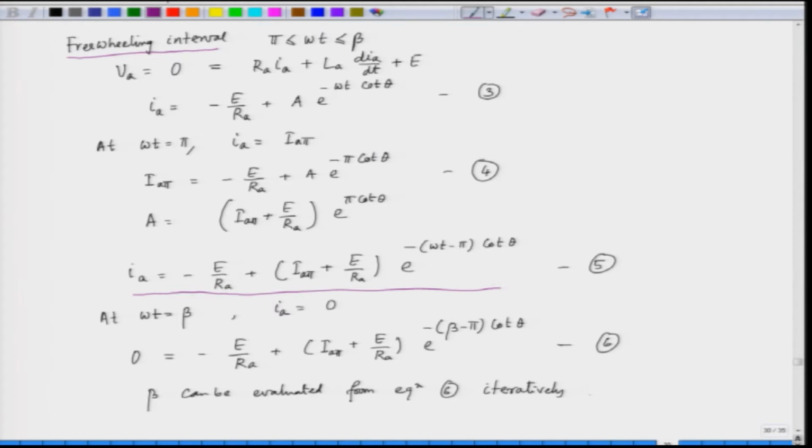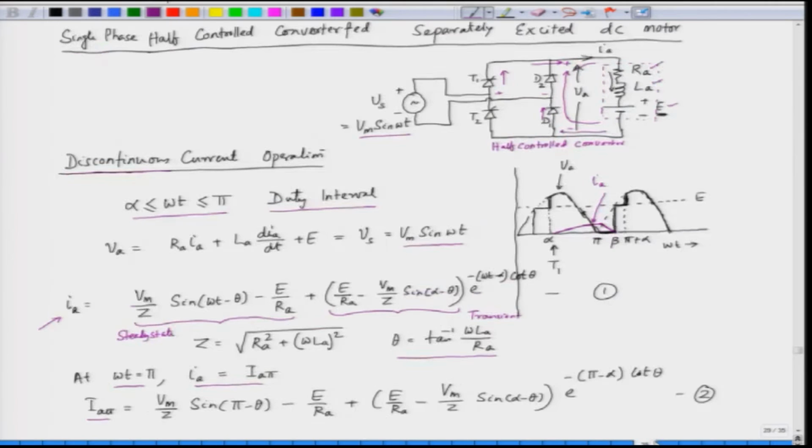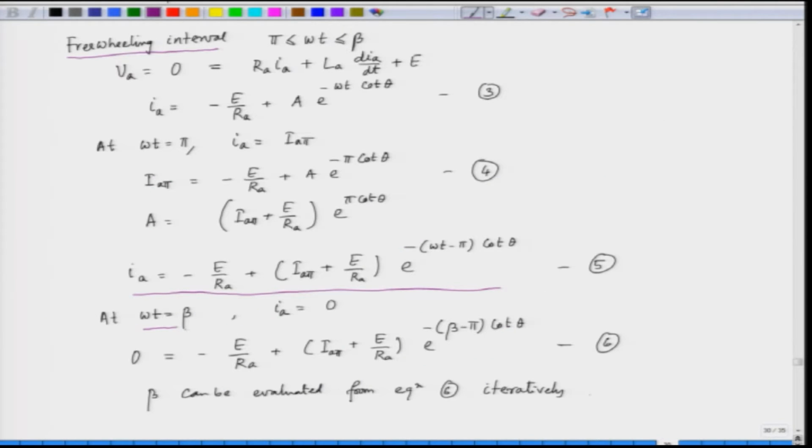Now, at omega t equal to beta, the current is again equal to 0. At this point the current is equal to 0 at an angle beta. So, we can substitute this here and we will get I A equal to 0. This is an equation which involves sine and exponential.